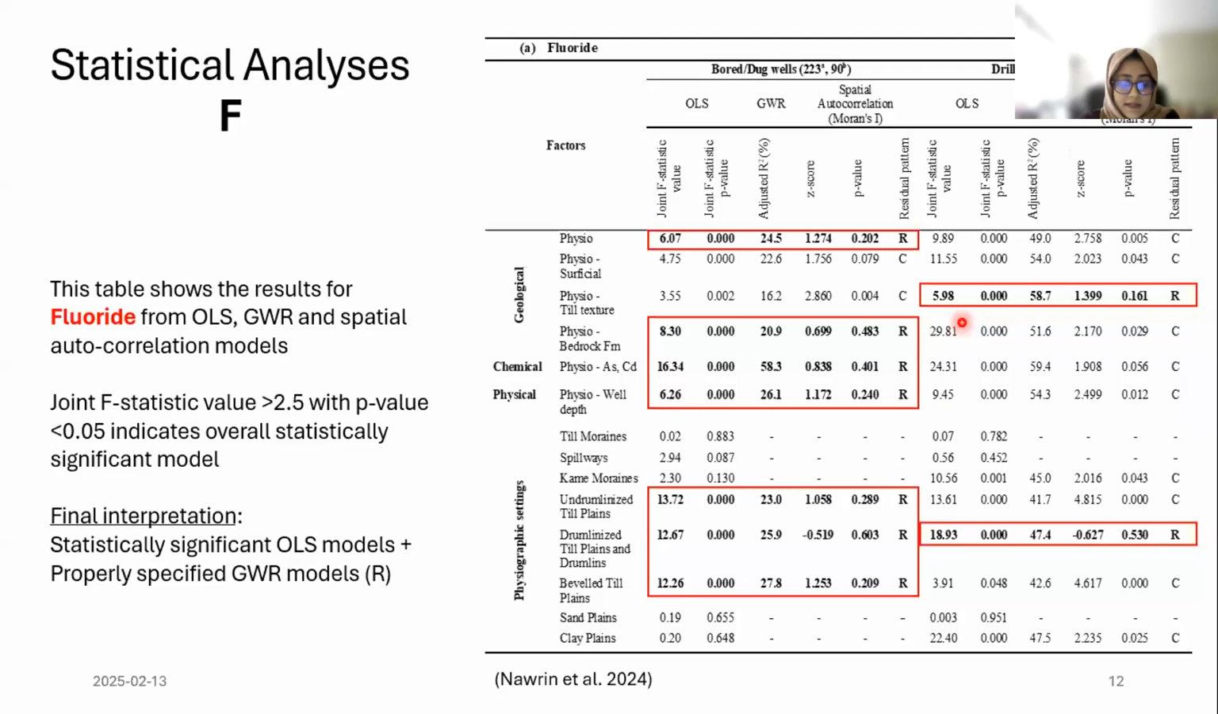So for fluoride, the statistical analyses were done in the same way. In this table, you may notice there are some GW residual patterns with C, that is, clustered residual patterns, for some statistically significant OLS models, but they were not considered for final interpretation, as the clustered pattern of GW residuals indicates that a key explanatory variable is still missing to explain the spatial distribution of dependent variables in a model. So here again, the red boxes indicate the model results of fluoride that were considered for the final interpretation.